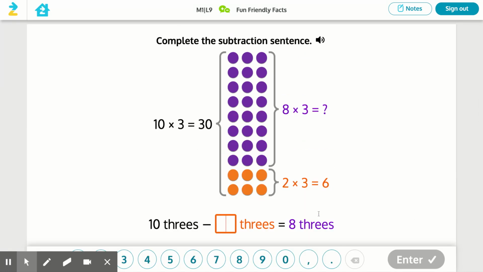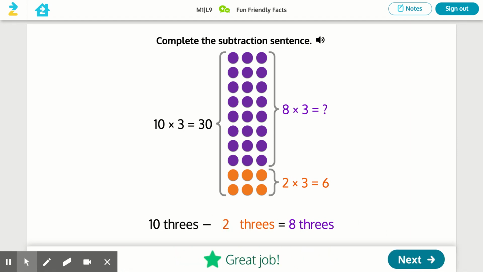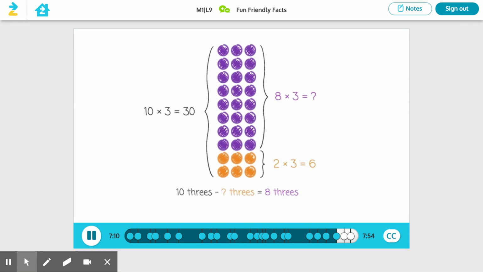All right, you tell me in Nearpod, please. 10 3's minus blank 3's equals 8 3's. What number goes in this blank? Make sure you look at the model. Well, our total array has 10 rows of 3. We know that the part that we're looking for is the 8 rows of 3. Our orange area contains 2 3's. 10 3's minus 2 3's equals 8 3's.